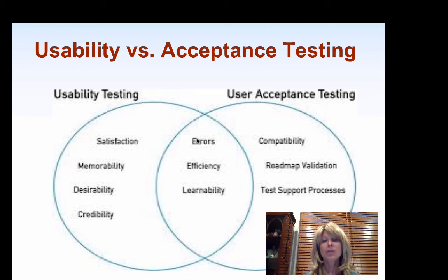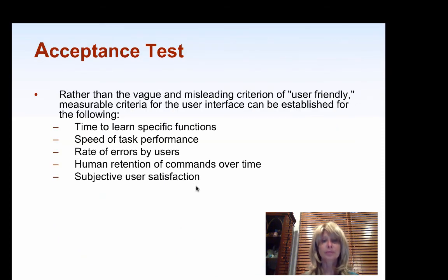Okay? So you can see there is this intersection between usability testing and user acceptance testing. And things that affect user acceptance are going to be errors, efficiency, takes too long to do a task, and learnability. How long does it take to learn the system? So that is a difference between the two. You need to know and understand that.